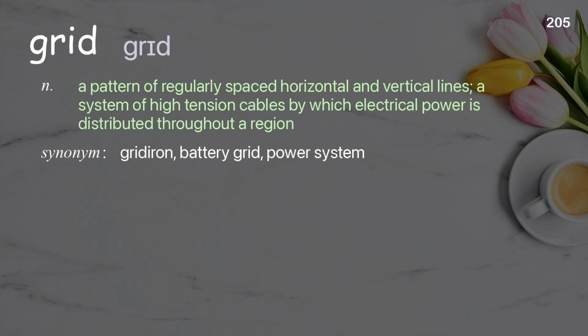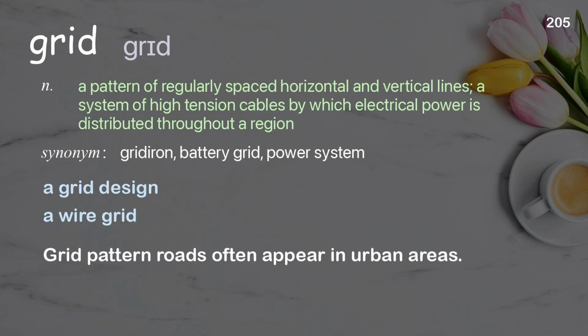Grid. A pattern of regularly spaced horizontal and vertical lines, a system of high-tension cables by which electrical power is distributed throughout a region. Examples: A grid design. A wire grid. Grid pattern roads often appear in urban areas.